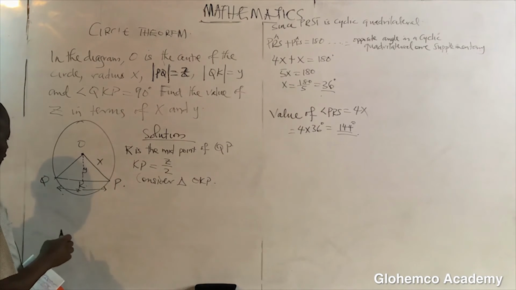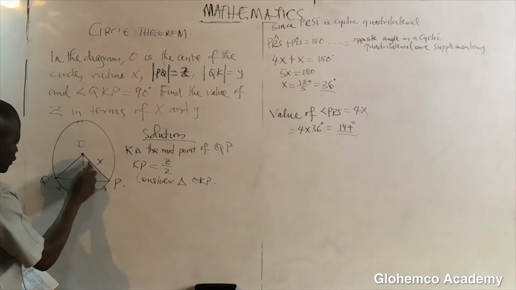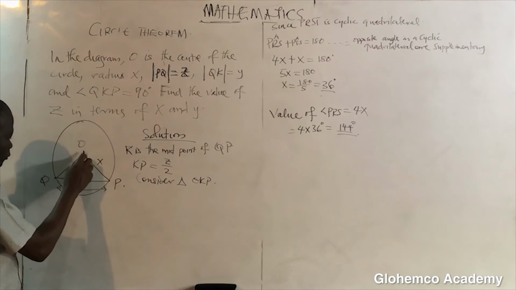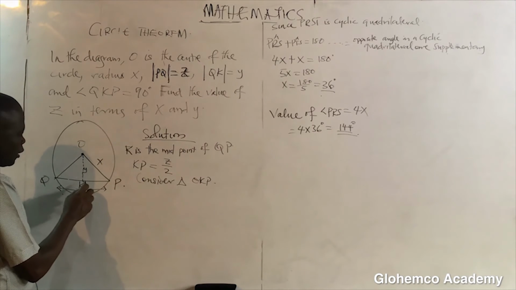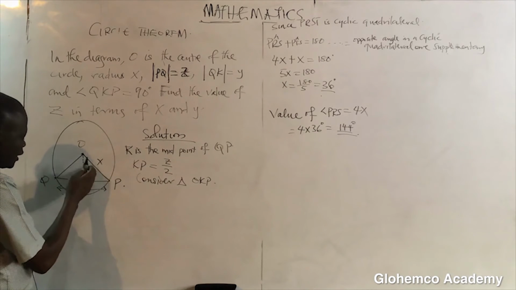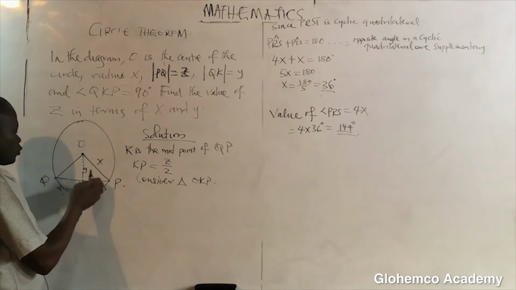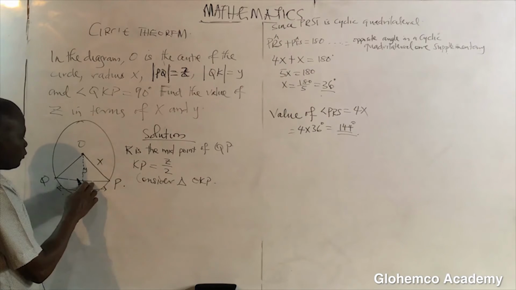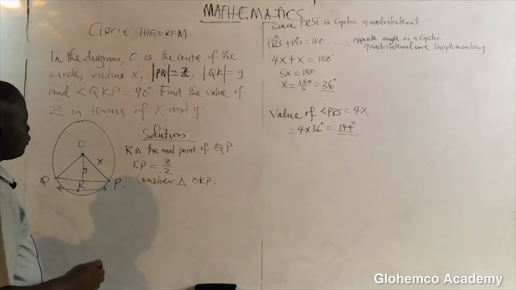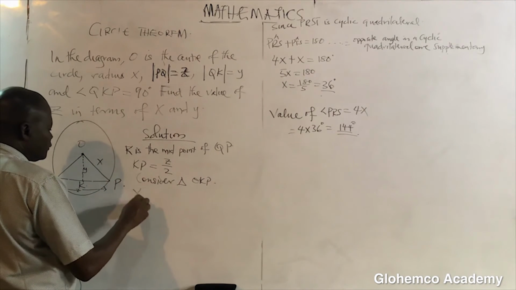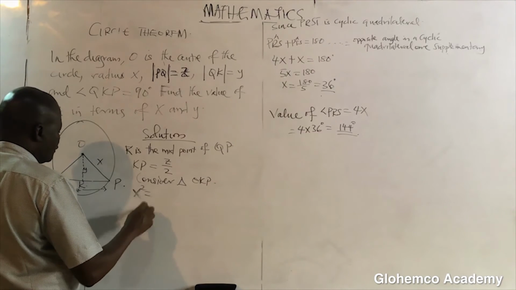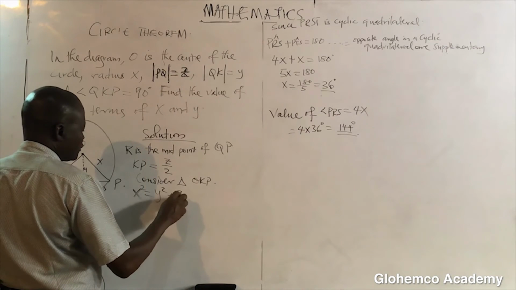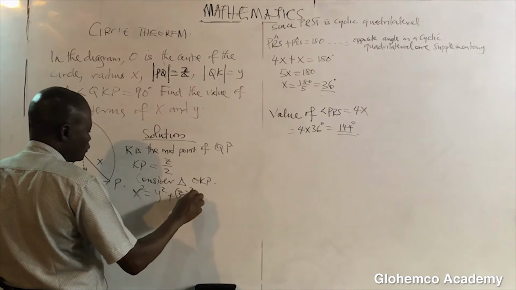This X is the hypotenuse, because this is now a right angle triangle. We have formed OKP as a right angle triangle. If you want to find Z, the square of this one plus the square of this one gives the square of this one. So X squared is equal to Y squared plus Z over 2 all squared.